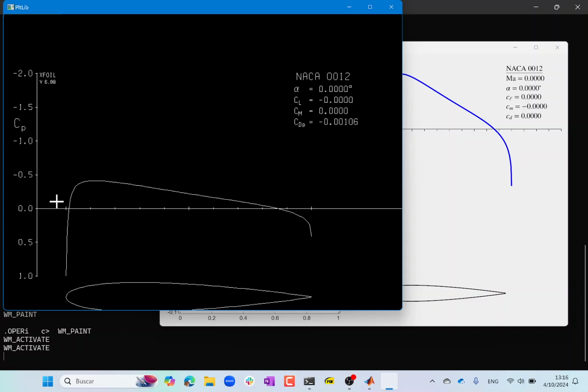Equal to a constant, which is the free stream, right? Let's say the free stream pressure is P infinity, then we have half of rho U infinity squared plus P infinity, right? Okay, so the Cp is defined as P minus P infinity divided by half of rho U infinity squared, right?